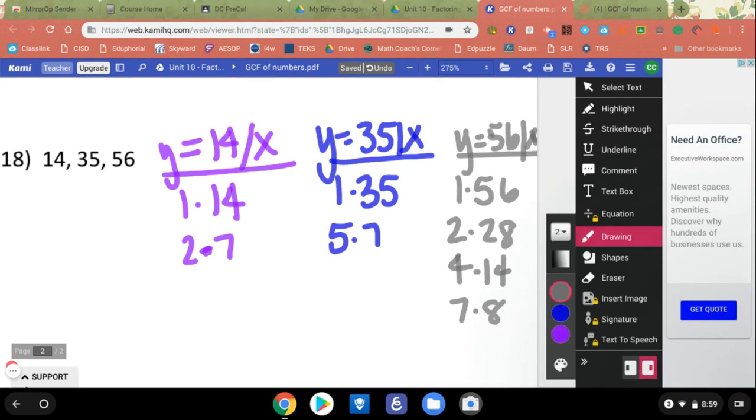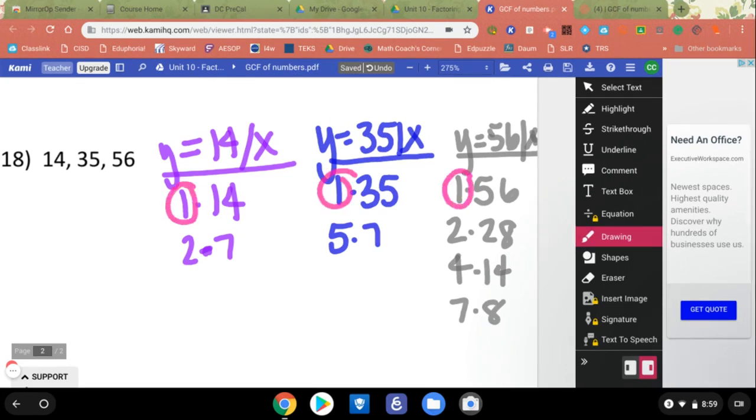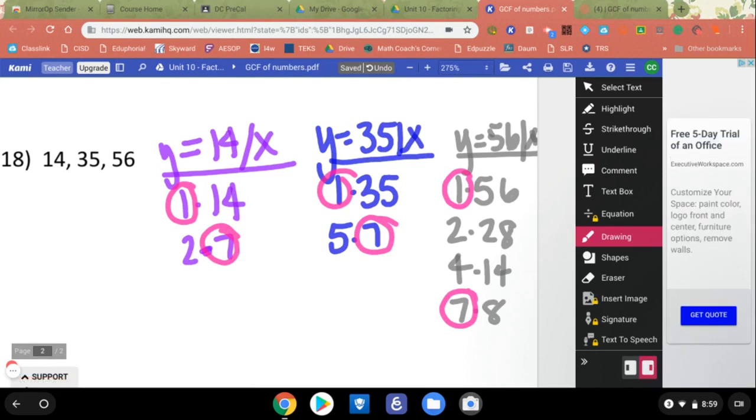So this time, instead of just looking at 2 sets of numbers, I'm looking at 3 sets of numbers, and I'm looking for what shows up in all 3 of them. All 3 of them have a 1. All 3 of them have a 7. There is no other number that shows up in all 3 of them, so I'm looking at just those 2 numbers. Well, what's the bigger number, 1 or 7? Yeah, it's 7. So 7 is my GCF for problem 18.